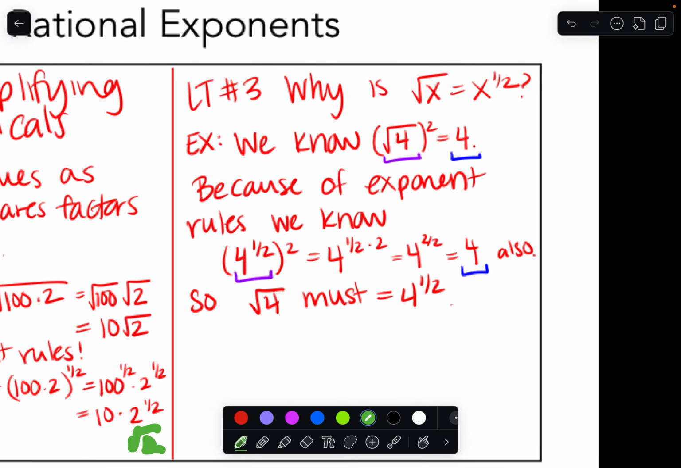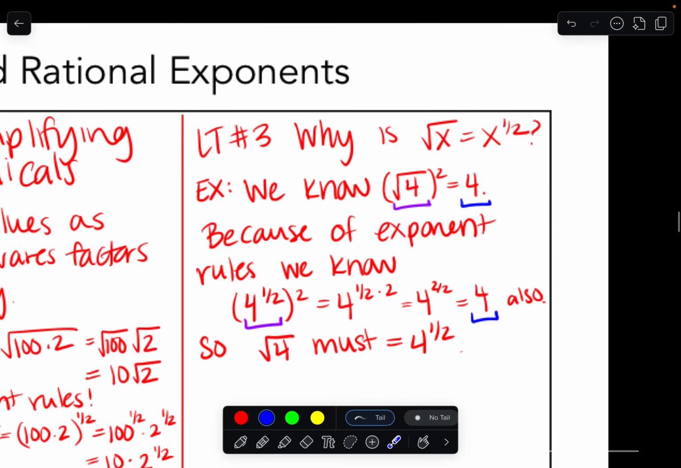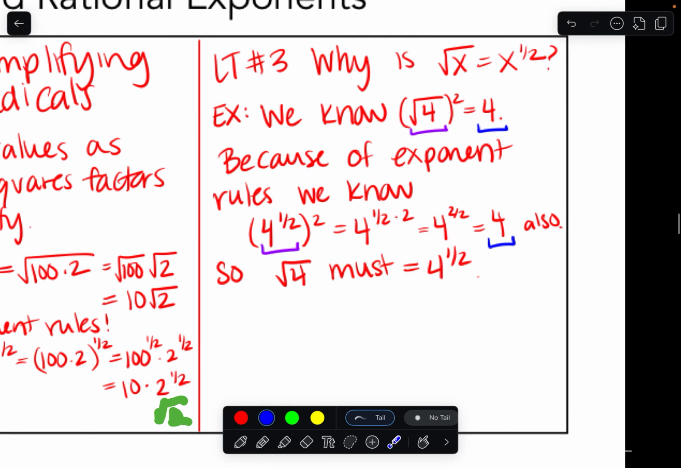Why is the square root of x equal to x to the 1/2? We know the square root of 4 squared equals 4. Because of exponent rules, we know 4 to the 1/2 raised to the second power is 4, because you multiply the 2 and the 1/2, and that's just 4 to the 2 over 2, which is 4. So the square root of 4 must be 4 to the 1/2 power. That holds for the cube root, for the 4th root, for the 5th root. Okay, so any of the roots.